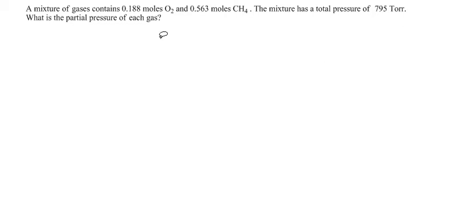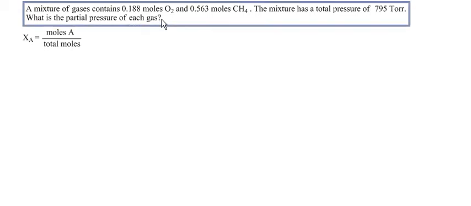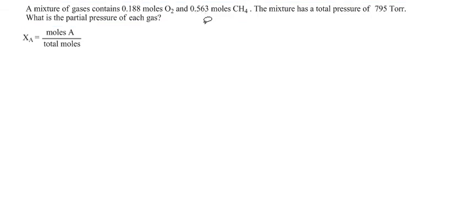There are generally a couple of ways that you can do problems like this. The easiest way in this particular case is to look at the mole fraction of each gas. The definition of mole fraction is the ratio of moles of whatever gas we're looking at over the total moles of gas. So if gas A were O2, the moles of A would be 0.188, and the total moles would be 0.188 plus 0.563.